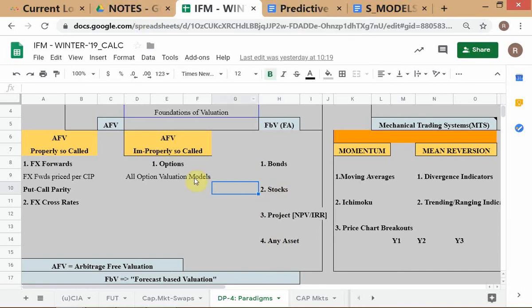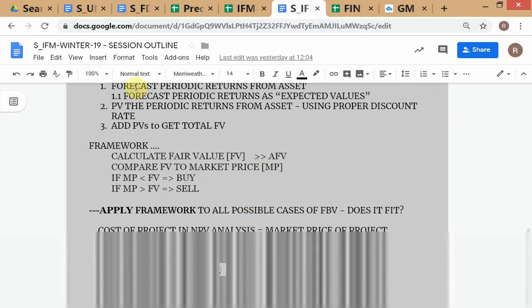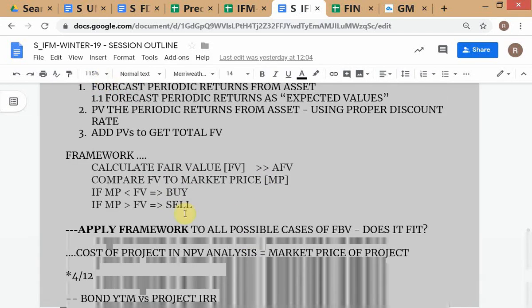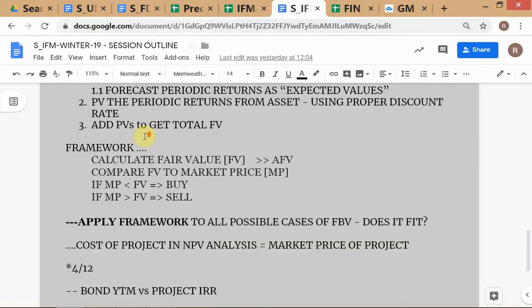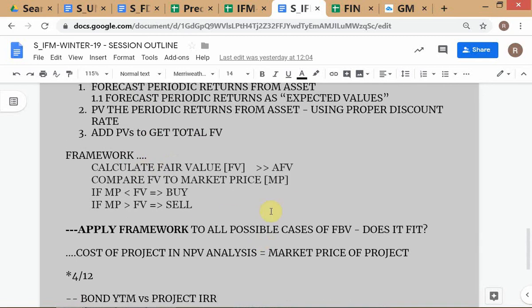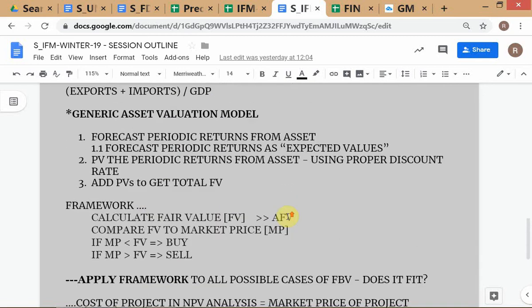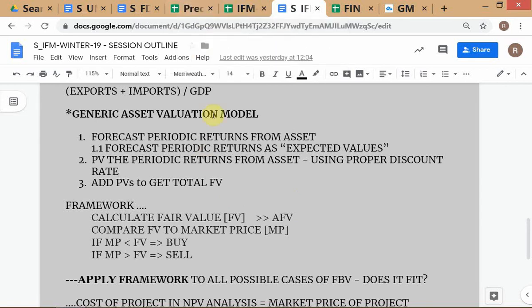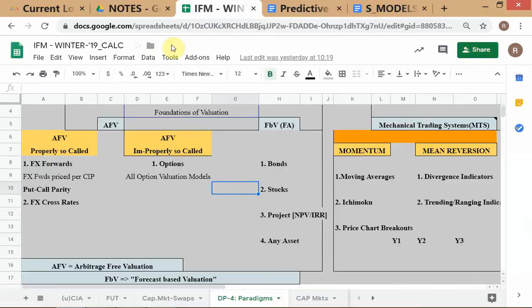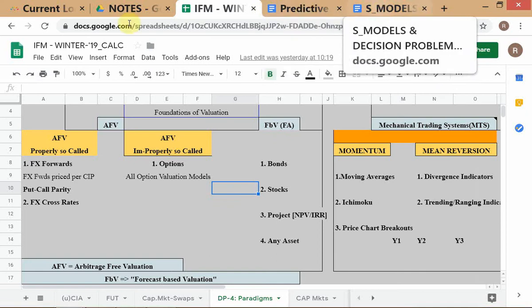Now what we have to test is the other point. Is this clear so far to everyone? Yeah. So now we go back to your question. Remember I asked you a question? So we are applying this framework to all the asset valuation models, the forecast based asset valuation models which we discussed right now.